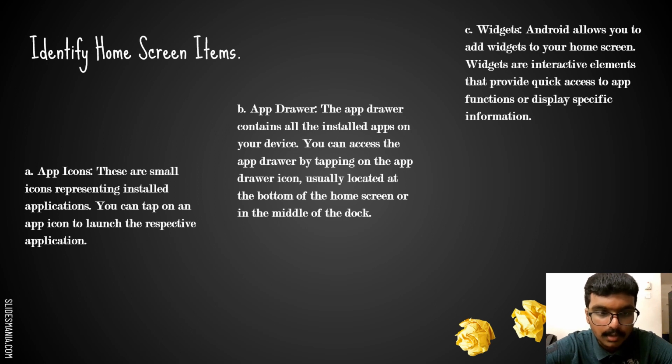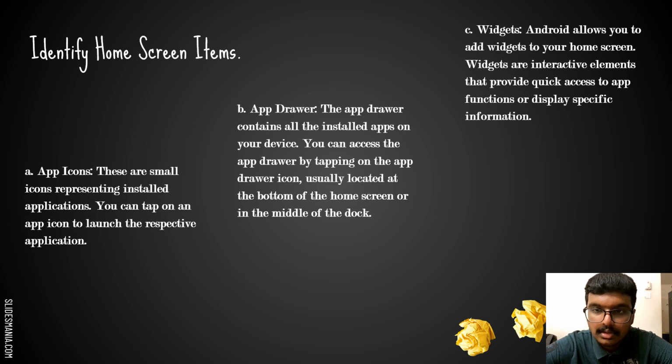A, app icons. There are small icons representing installed applications. You can tap on an app icon to launch the respective application. B, app drawer. The app drawer contains all the installed apps on your device. You can access the app drawer by tapping on the app drawer icon, usually located at the bottom of the home screen or in the middle of the dock.